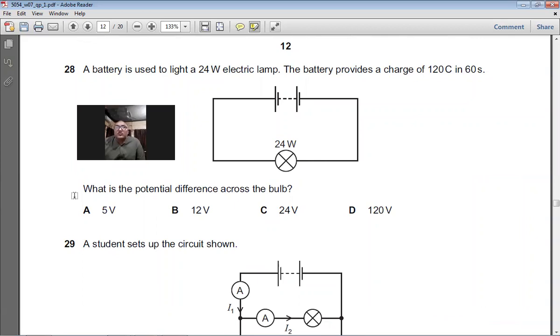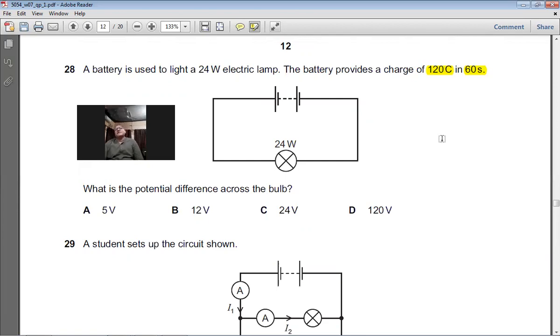A battery is used to light a 24-watt electric lamp. The battery provides a charge of 120 coulomb in 60 seconds. What is the potential difference across the bulb? I know the amount of the charge and I know the time, that's 60 seconds, so I can find out the current. I will be equal to the charge divided by time, so you will have 120 coulomb divided by 60 seconds, which is 2 ampere. So the current will be 2 ampere.